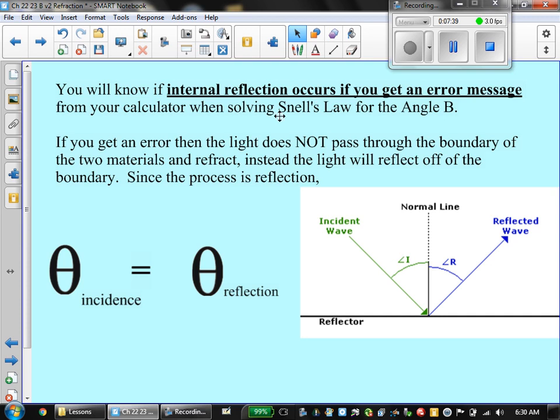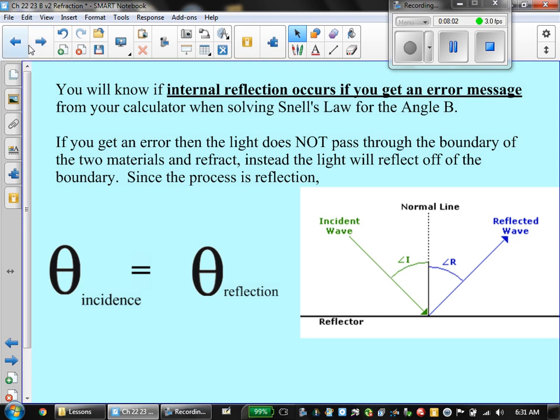Whenever you do a Snell's law calculation correctly and you get an error message on your calculator, it means the light doesn't refract, it actually reflects. So if you're doing a calculation with Snell's law and your TI-83 or 84 gives you an error message for angle B, then you know you have internal reflection versus refraction, and it will reflect at the angles given by the law of reflection.